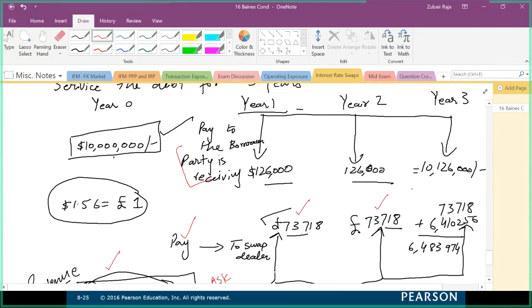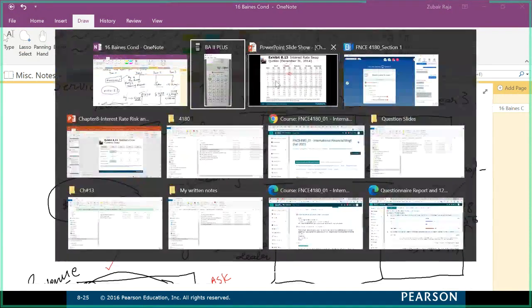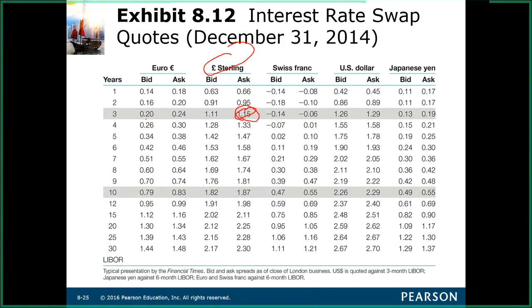So this interest payment, this interest payment, this interest payment, plus we have the principal repayment, right? So all these over the next 3 periods, the party has to pay to the swap dealer. In return, what will the swap dealer pay? The swap dealer will pay the dollar interest payments, right? So if you see the dollar interest payments again, if you go back over here, this is the bid rate. So if you see over here, these are the dollars, right?